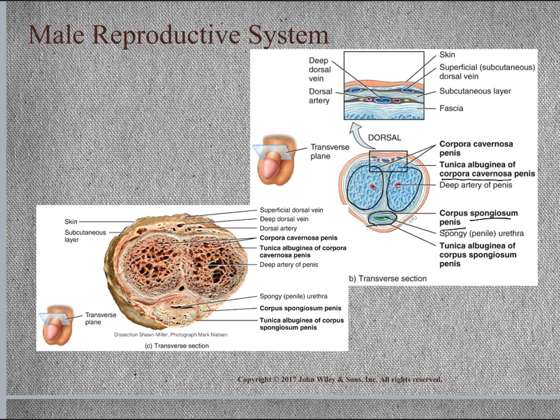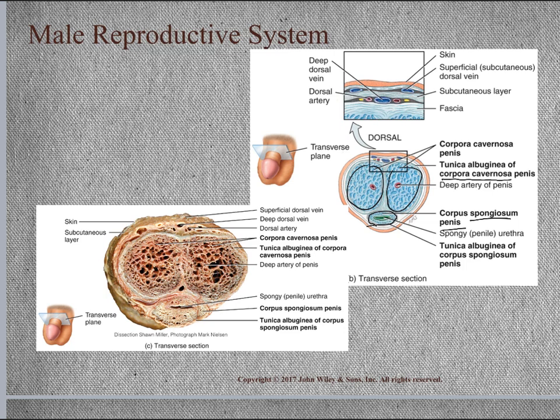So again, why these names, caverns and sponges? Well, they're named after their job. The penis becomes erect with engorging or filling of blood. So caverns and sponges are great at holding blood, so it's a proper name for these tissues.